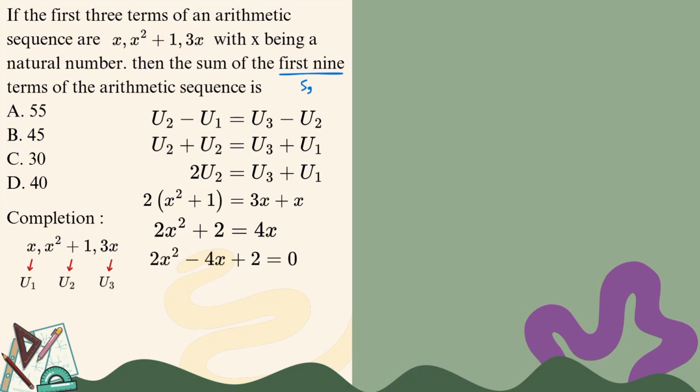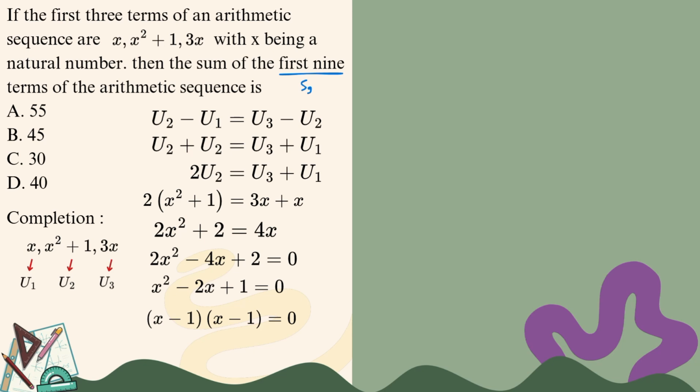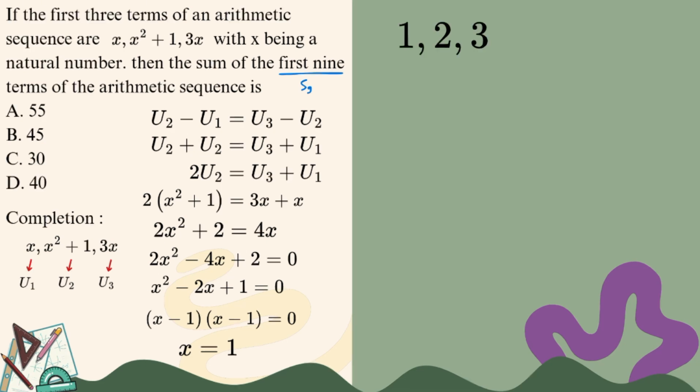2x squared minus 4x plus 2 equals 0. We can divide it by 2, so we get x squared minus 2x plus 1 equals 0. So we get in bracket x minus 1 times x minus 1 equals 0, x equals 1. From this, we get the arithmetic sequence is 1, 2, 3, with A is 1 and B is 1.